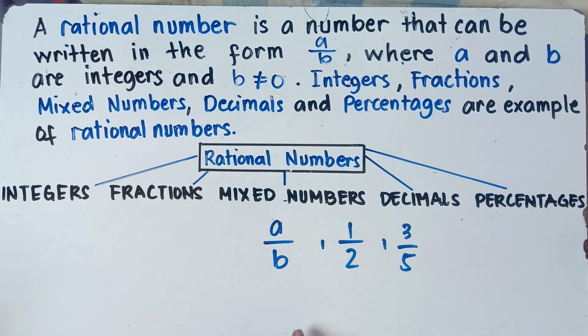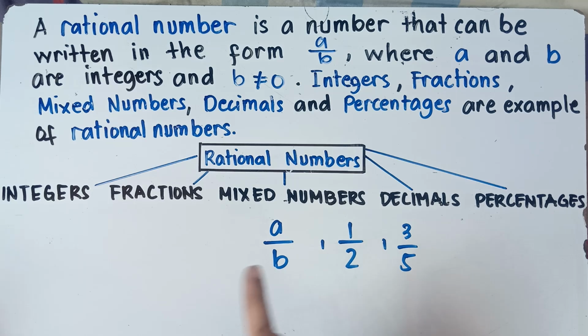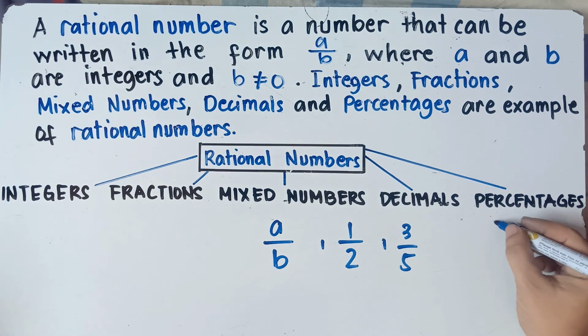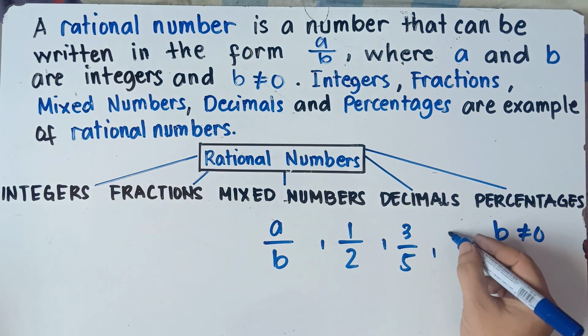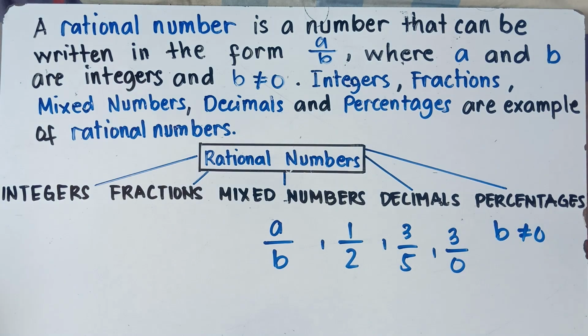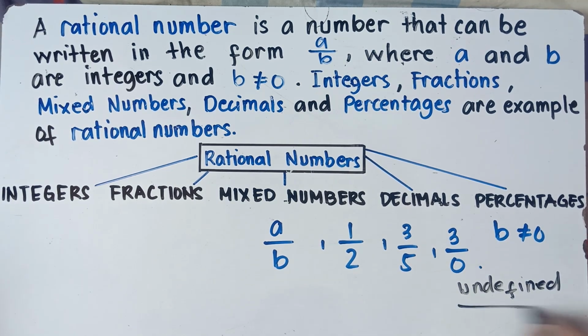Because a rational number is written in the form a over b. It has a numerator, it has a denominator. But the condition there, class, is that b should not be equal to 0. Why is that, sir? Because if you write 3 over 0, in which your denominator is 0, it will be undefined. Your calculator cannot solve this. Even if you use your calculator, it will say syntax error or math error. This is what we call undefined. This is undefined if your denominator is 0.